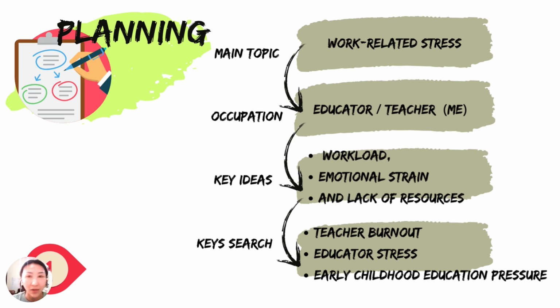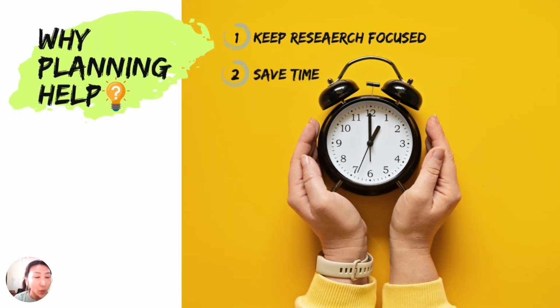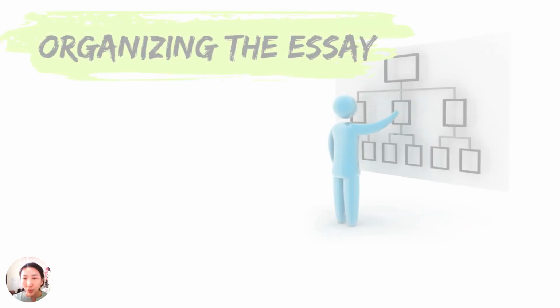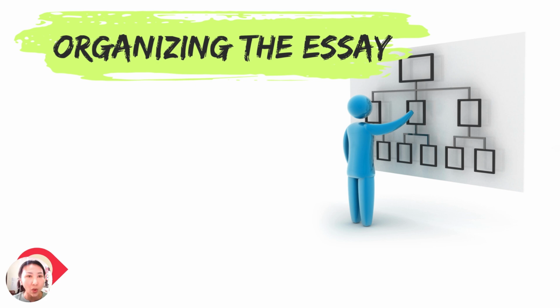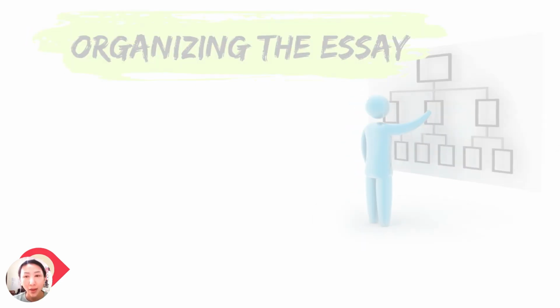So this allowed me to focus my research on these terms and make it easier to find the sources that were directly relevant. So when you plan your essay, try to break down your main topic into smaller and more specific parts. This really helps to stay organized and focused, and most importantly, it saves time. Let's move on to step two. Step two will be organizing the essay.